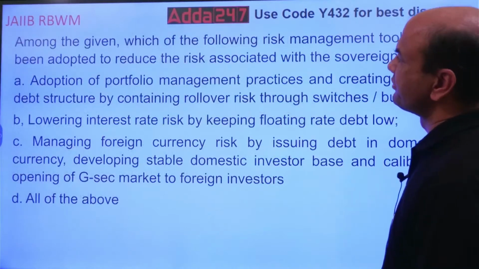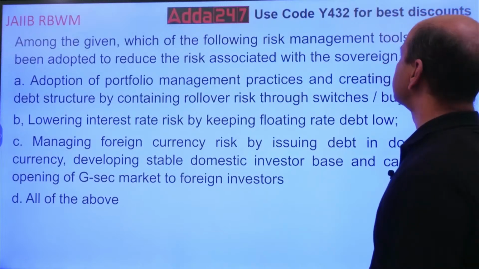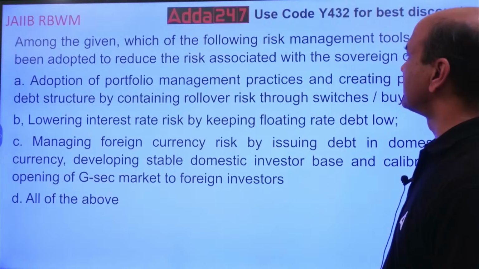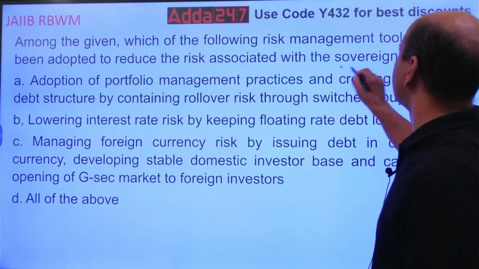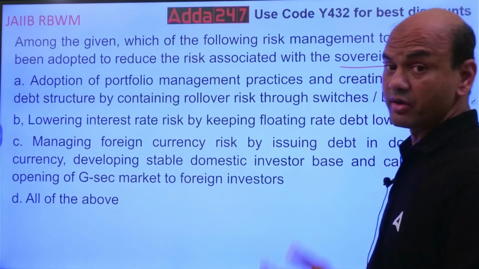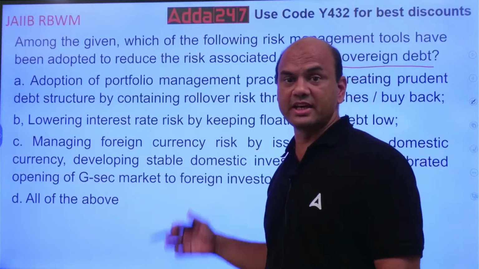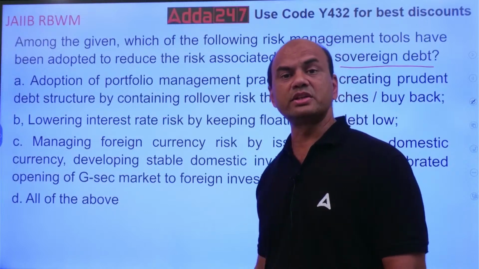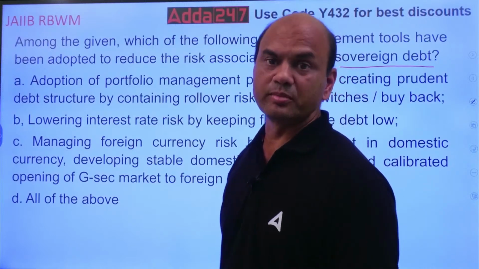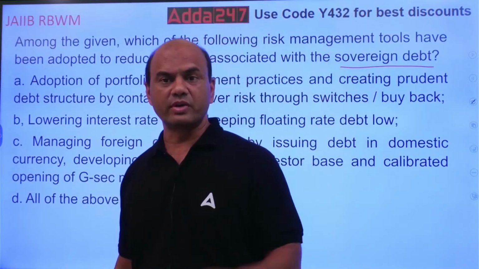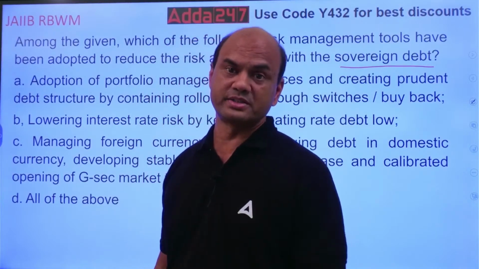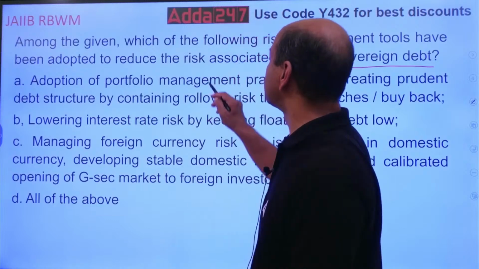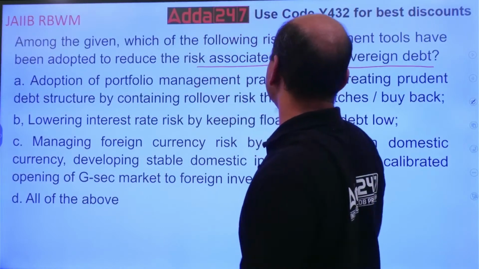Among the given, which of the following risk management tools have been adopted to reduce the risk associated with sovereign debt? Difficult one, huh? This is JAIIB level, it's really difficult. Sovereign debt. What is sovereign? Sovereign means government. Sovereign rating is always given to the governments. So, adopted to reduce the risk associated with sovereign debt.